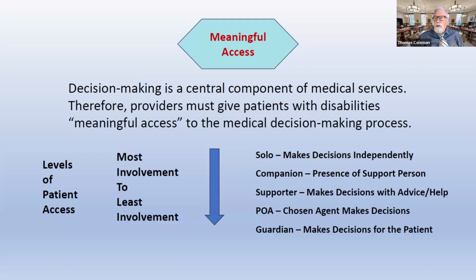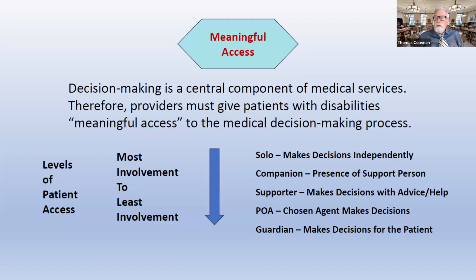The most involved is when the patient makes decisions independently on their own. Next is when the patient has the presence of a support person just to be there and help them and explain things to them. Third is when they have a supporter there who helps them actually make decisions and gives them advice and other help, but the patient is still, bottom line, making their own decisions.